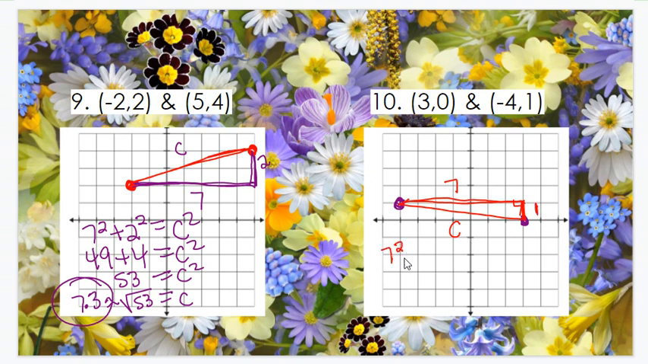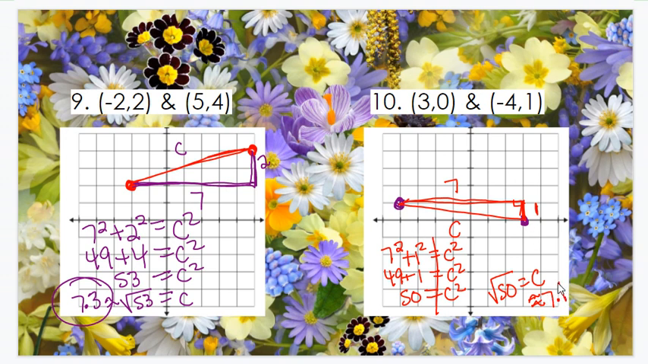So we're going to have 7 squared plus 1 squared equals c squared. So that'll be 49 plus 1 equals c squared. So that's 50 equals c squared. So the square root of 50 is equal to c. So the square root of 50 equals, using my calculator, turn it into a decimal, 7.07. So that rounds to 7.1 approximately. So the distance between these 2 points is about 7.1 units.